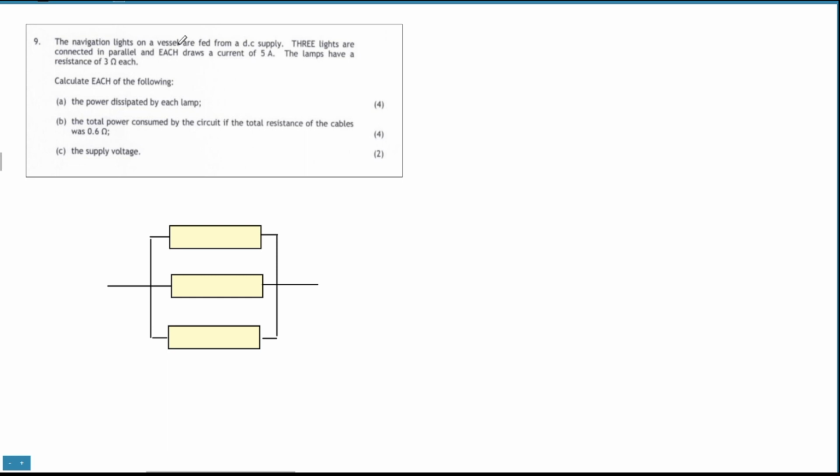3 lights are connected in parallel, each drawing a current of 5 amps. So each of these is taking 5 amps. When you've got a set of parallel components like that, the current is split between them. You can think about this in terms of water. If water was flowing in here, I can draw it on: it'd be flowing in and going down here and splitting. I can draw the current on as 3 separate jets or supplies of water.